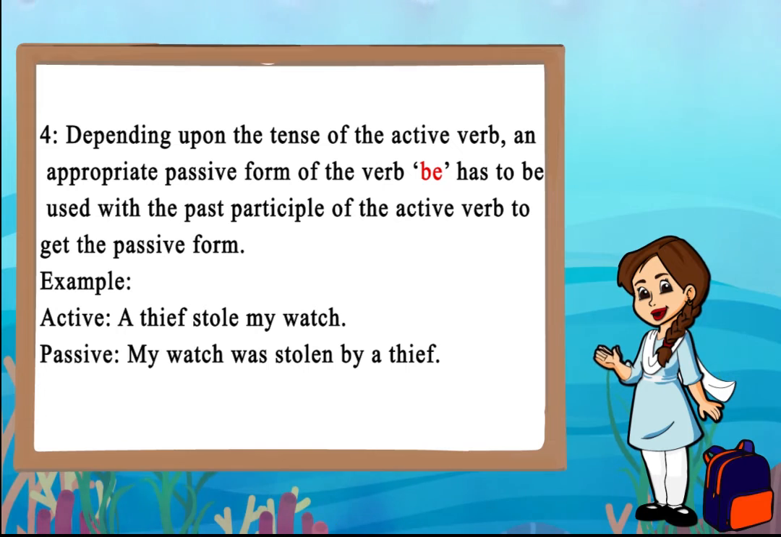Depending upon the tense of the active verb, an appropriate passive form of the verb be has to be used with the past participle of the active verb to get the passive form. Example. Active, a thief stole my watch. Passive, my watch was stolen by a thief.